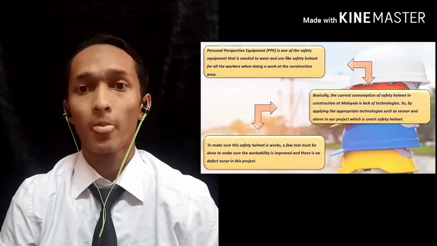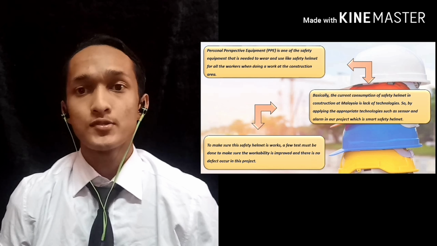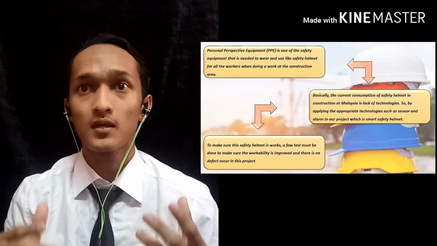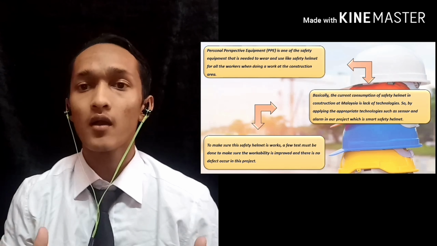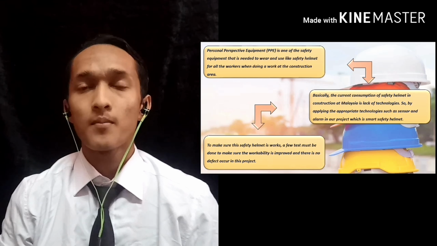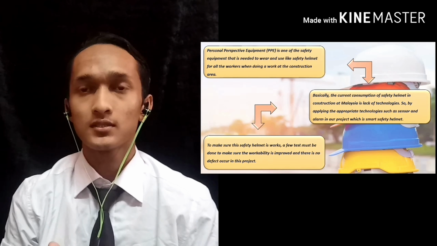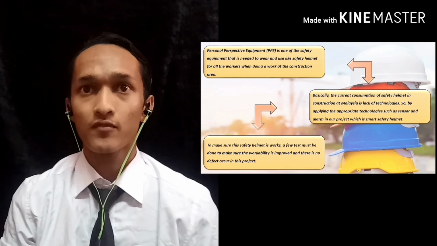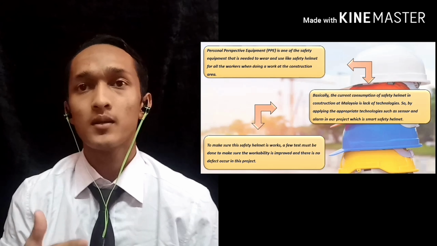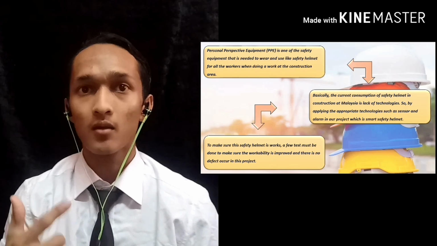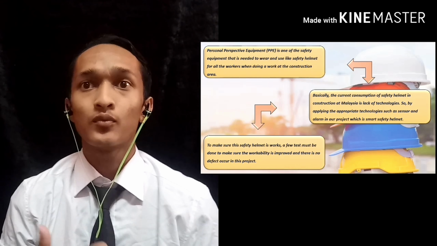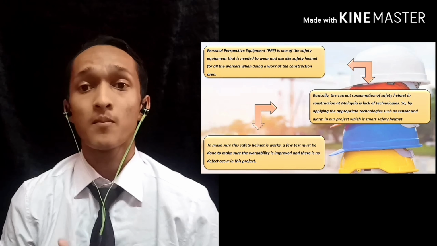Now we will move to the content of the first slide, which is introduction. Basically, the current safety helmet in the construction industry in Malaysia lacks technologies. By applying appropriate technologies such as sensor and alarm in our project, which is the smart safety helmet, the functions will improve over the current safety helmet used in construction in Malaysia, in order to reduce the number of injuries to the workers.